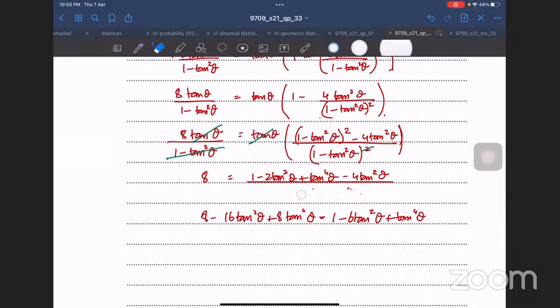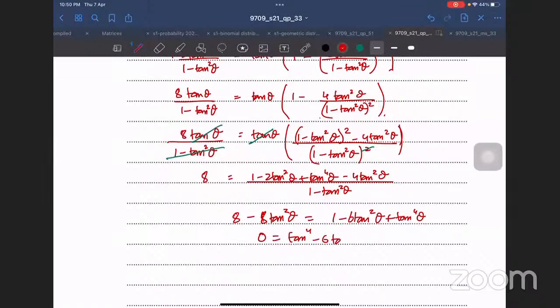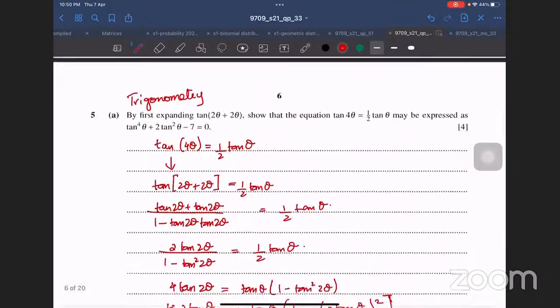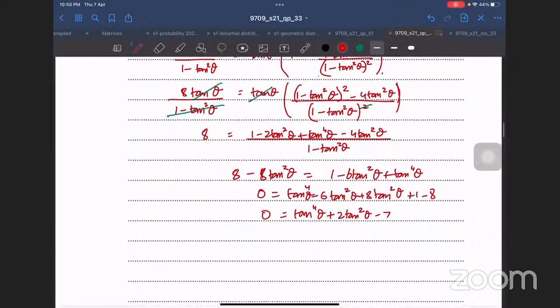I'm sorry, this is again a mistake here. I didn't have to expand that. So it's 1 minus tan square theta. So I get 8 minus 8 tan square theta. Okay, so tan power 4 theta minus 6 tan square theta plus 8 tan square theta plus 1 minus 8. So I get tan power 4 theta plus 2 tan square theta minus 7. That is what the question was asking me to prove.